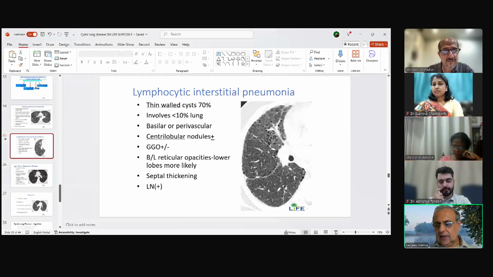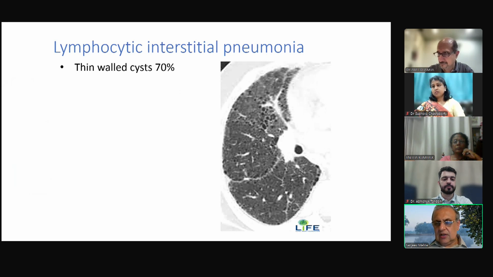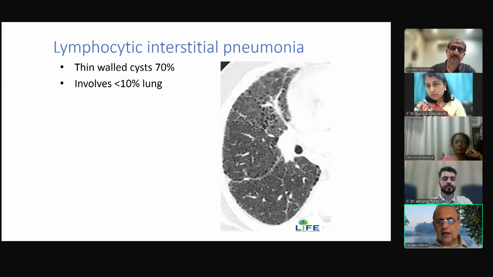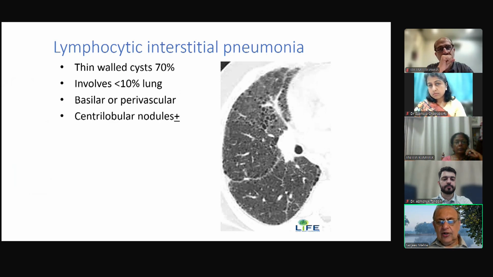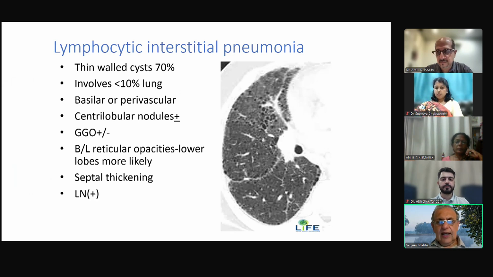So for those of our audience, this is what LIP looks like, and you can see here it really looks like nothing else. Thin-walled cysts, which occupy a large part of the lung, and basilar, centrilobular. So the presence, as I told you in the initial algorithmic workup, if you see centrilobular nodules and you see these cysts with or without GGOs, then this is most likely LIP.